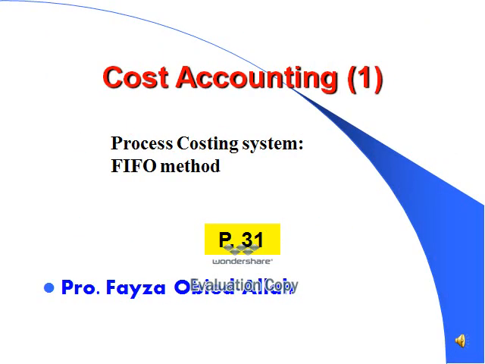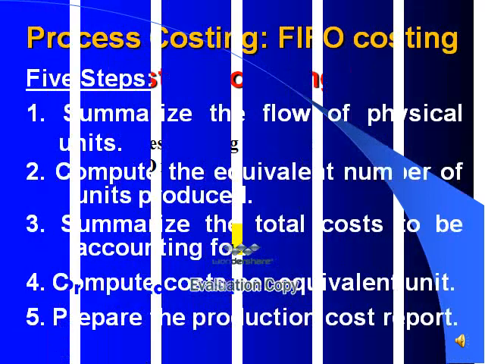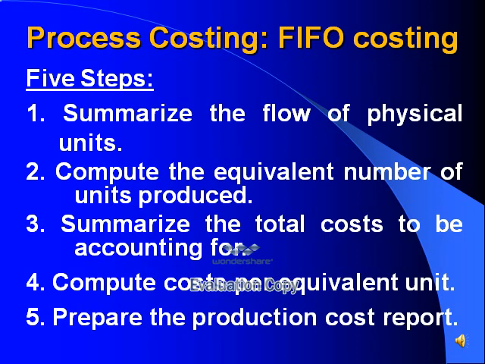In this lecture, I will explain the process costing system, FIFO method. In process costing FIFO costing method, there are 5 steps. Number 1, summarize the flow of physical units. Number 2, compute the equivalent number of units produced. Number 3, summarize the total costs to be accounted for. Number 4, compute costs per equivalent unit. And number 5, prepare the production cost report.